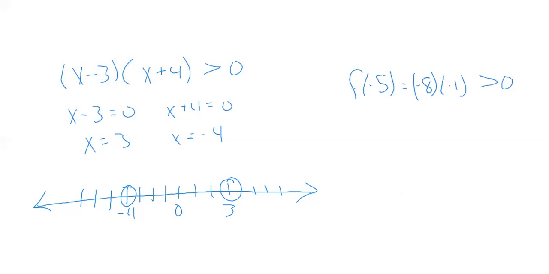Do the same thing with one in between them. Well, the easiest one in between them is 0. 0 minus 3 is negative 3. 0 plus 4 is 4. Negative times a positive is a negative, so it is less than 0.